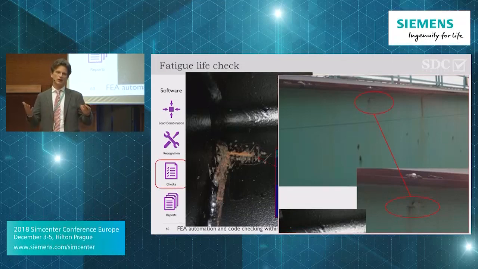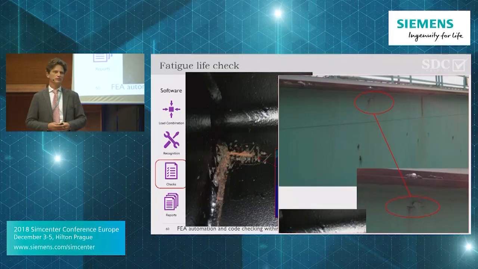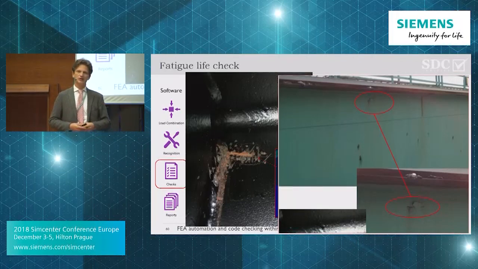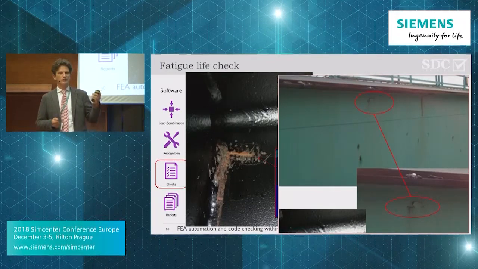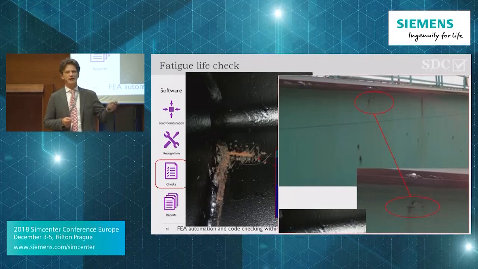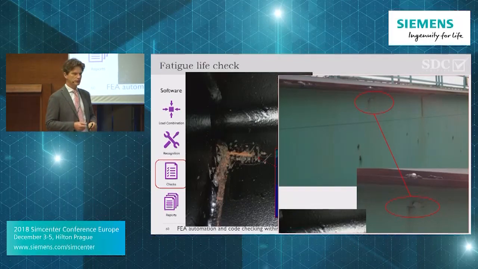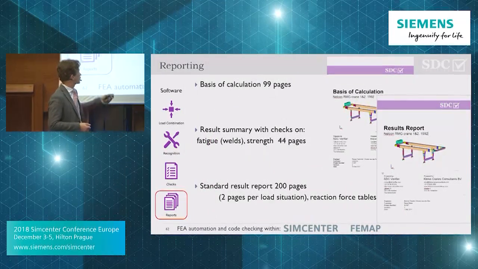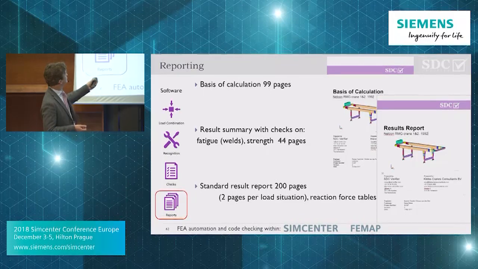So this is a very short overview of what you can do with SDC Verifier, how you can do code checks within your model, and how that can save you time, because you only need to build a single model, not a model for details and a general bigger model for a code checking program. You can do both within the same environment.